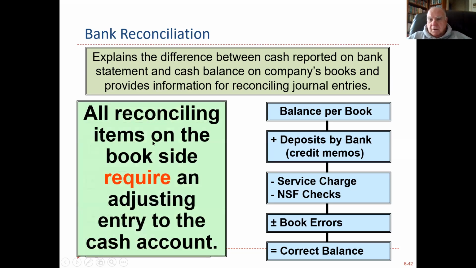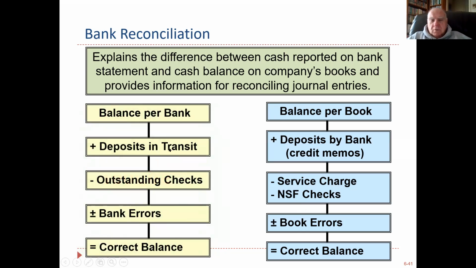An important point on the bank side, no journal entries are done on the bank side, but on the book side, the general ledger side, anything you see here requires a journal entry. And that's because these are things we're learning from the bank statement. Over here on the bank side, we're telling the bank on paper, hey, you didn't get those deposits in yet. You didn't get these outstanding checks in yet. So this is what your balance should be.